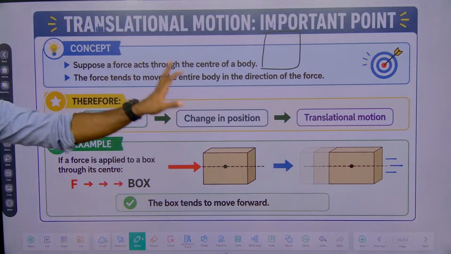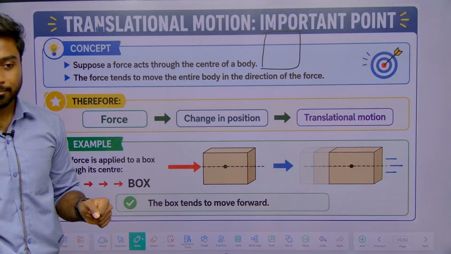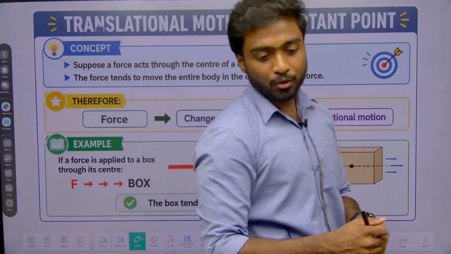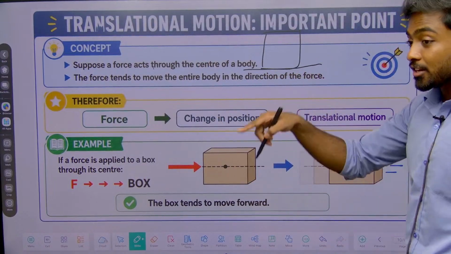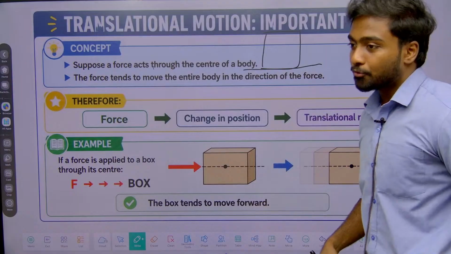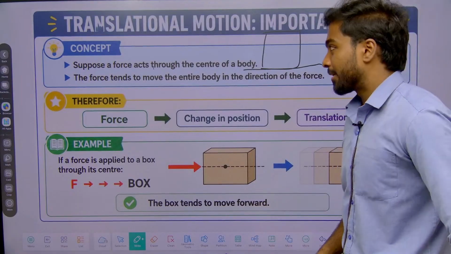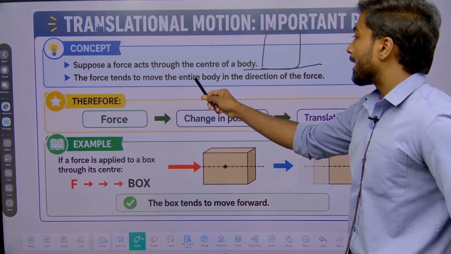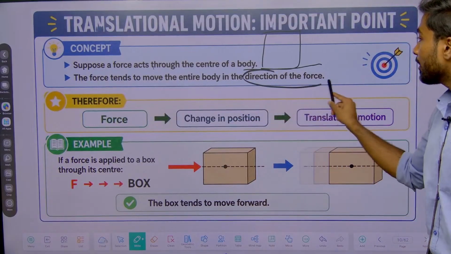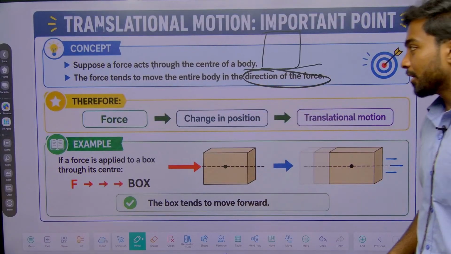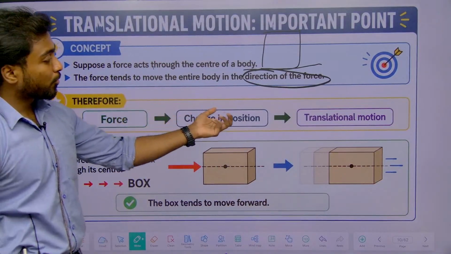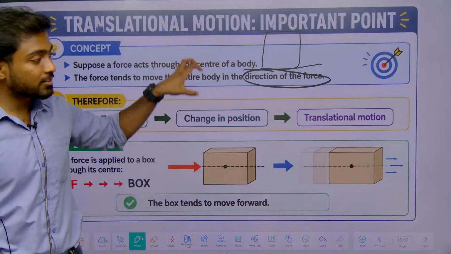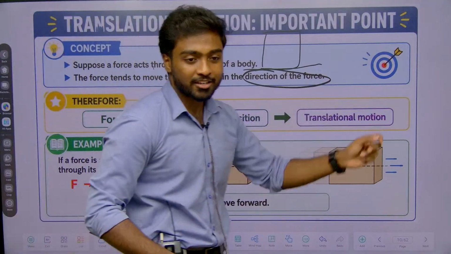Like you are applying a force. What happens there? You are applying a force on an object. The object moves in the direction of the force. Yes, the force tends to move the entire body in the direction of the force. Therefore, you are applying the force, the change in position takes place, and that change in position is nothing but the translational motion, we'll say.